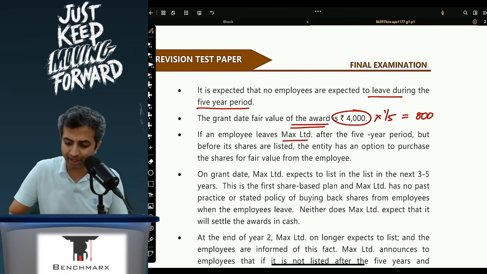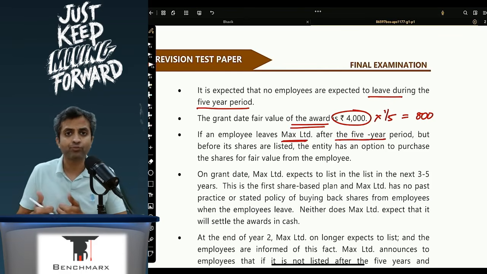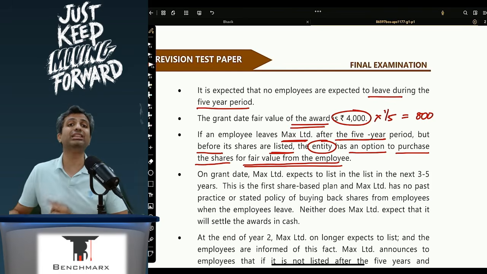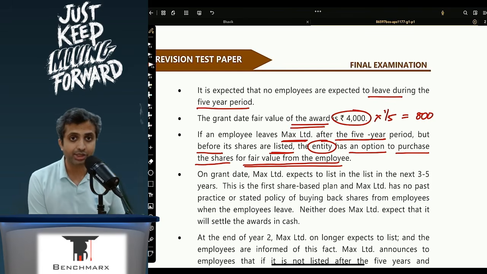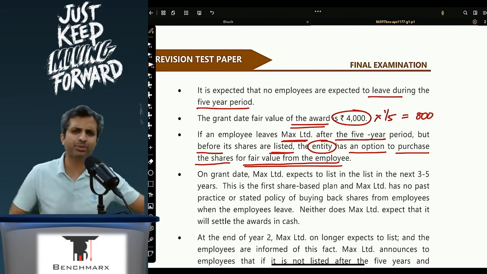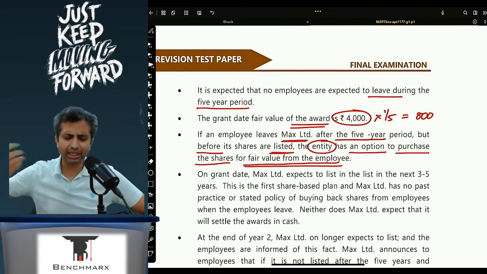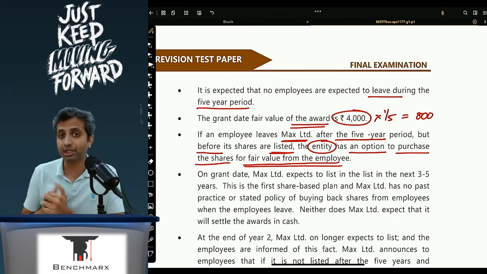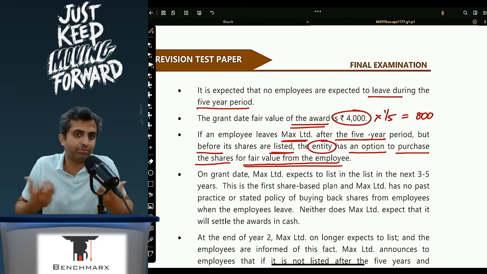If an employee leaves Max Limited after the 5-year period, perfect, that is after vesting, but before the shares are listed, the entity has an option. Who has the option? The entity, not the employee, has an option to purchase the shares at fair value from the employee. Remember, this option rests with the entity. When you study ESOPs, you usually say that the employee will get the shares, but what will the employee do with the shares? We say that the employee will sell them in the market, but it can sell in the market only if the shares are listed. If not, well, I'm stuck with unlisted shares.